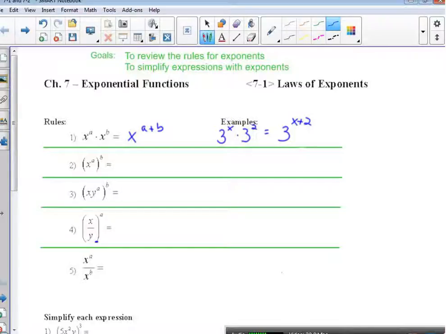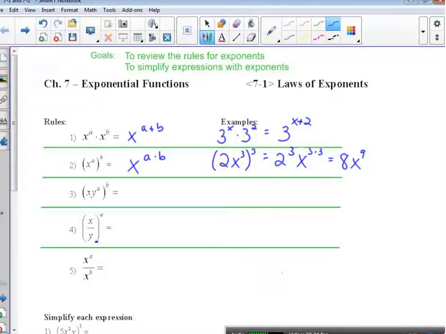If I'm doing a power to a power, then that is going to be x to the a times b. So, for example, if I take 2x cubed and I cube it, I have to do 2 cubed x to the 3 times 3, which is 8x to the 9th. Okay?